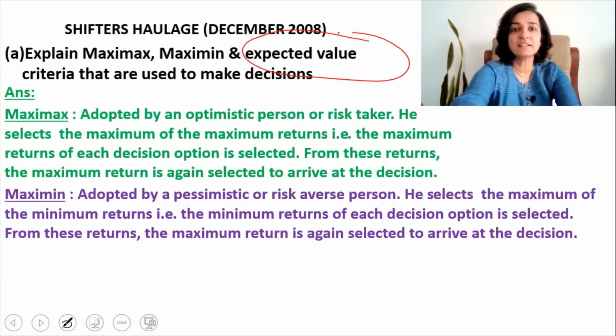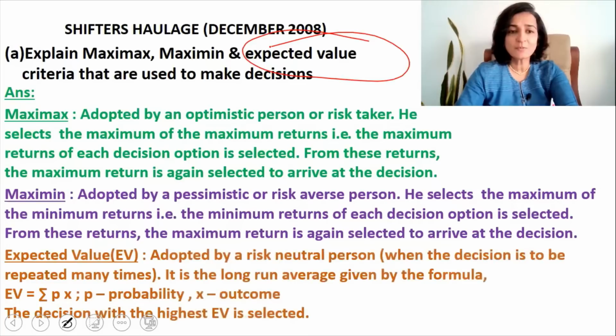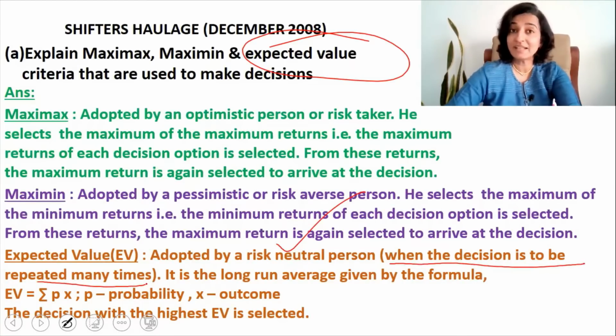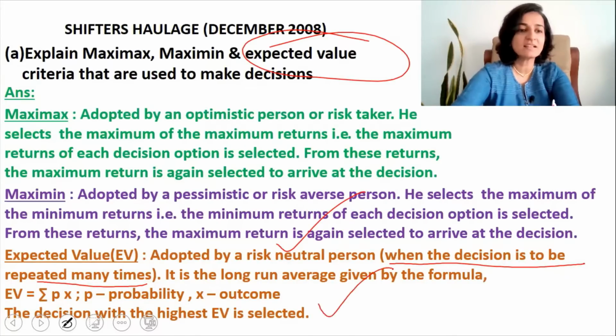And the last criterion that they have asked is the expected value approach. And what is the expected value? Expected value, or EV, is adopted by a risk-neutral person when the decision has to be repeated many times. It is just the long-run average. And what is the formula? EV is sigma px, where P is the probability and X is the outcome. And how do we make the final decision? We select the option with the highest EV. So that's what is written last: the decision with the highest EV is selected.